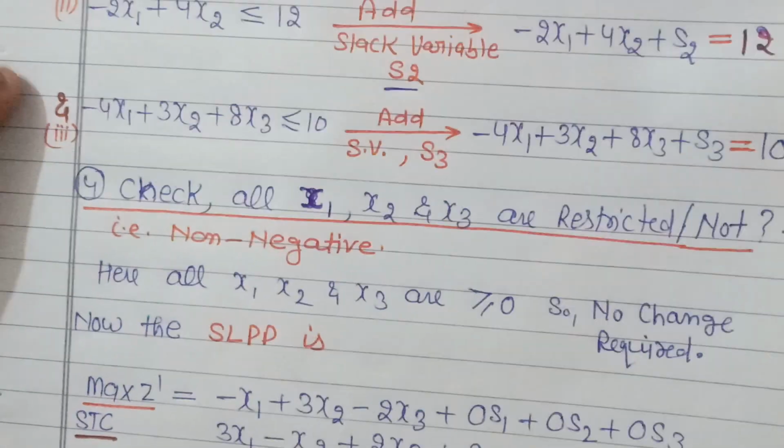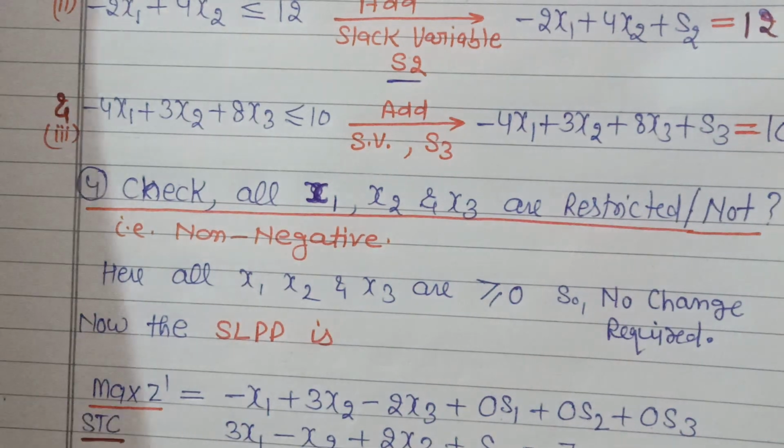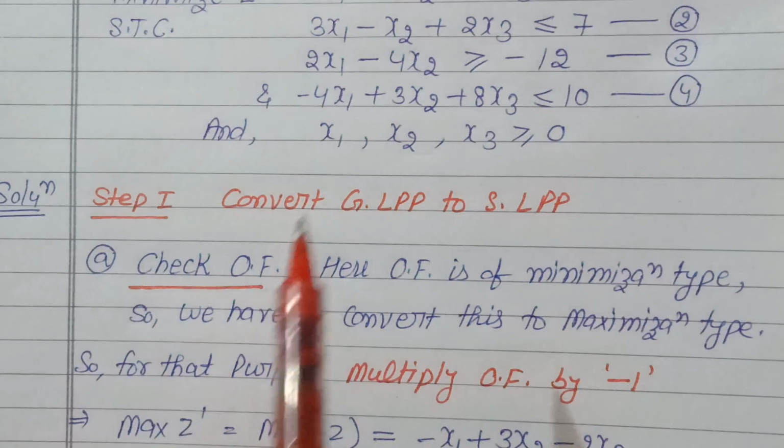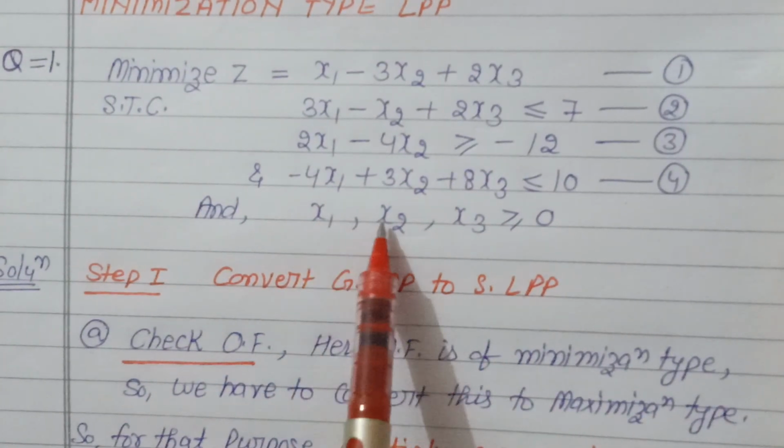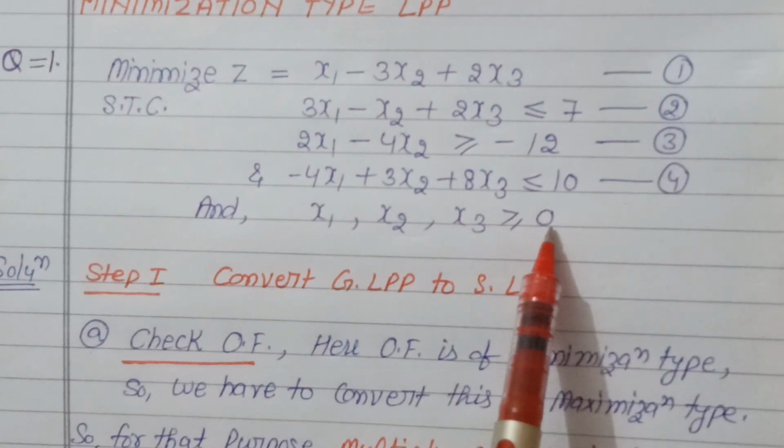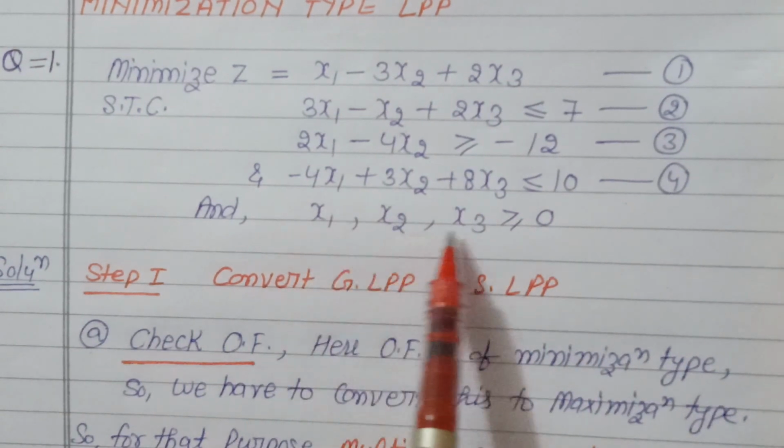Now the fourth step is we have to check whether all the three variables are greater than or equal to 0. In the initial equation you will see that it is given that x1, x2, x3 are all greater than or equal to 0, so there will be no change.